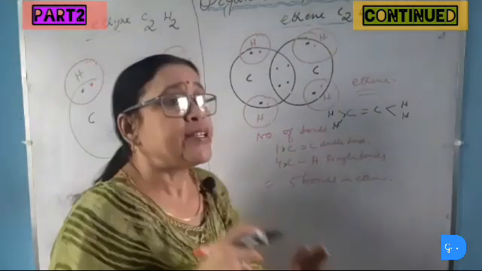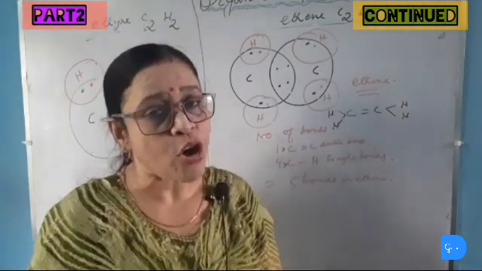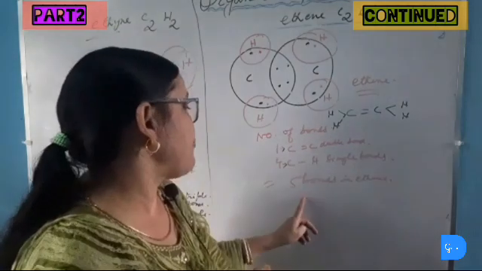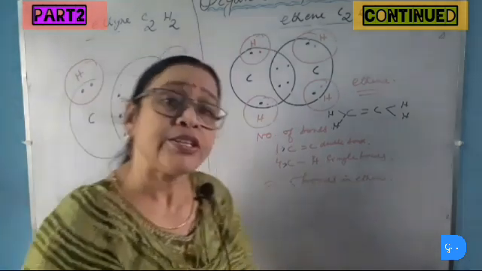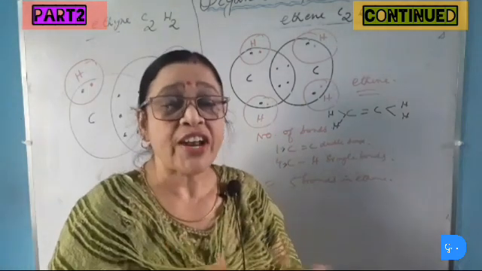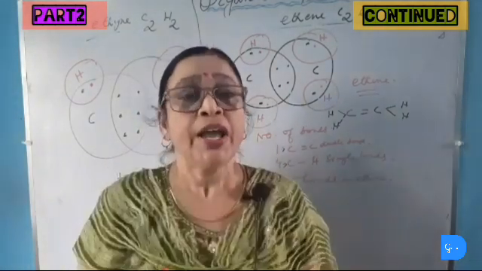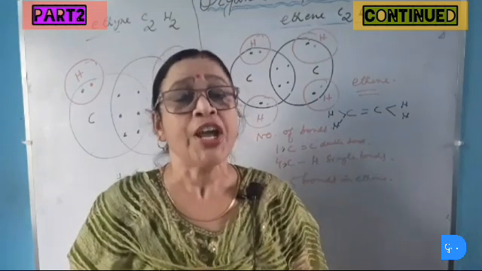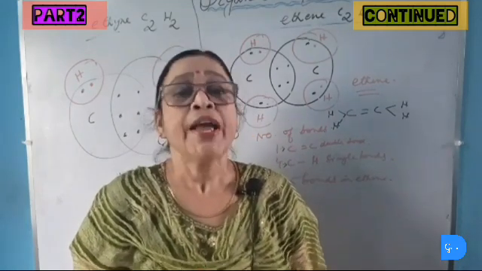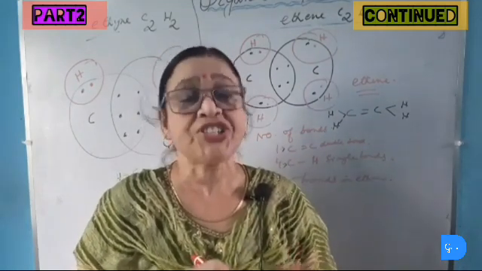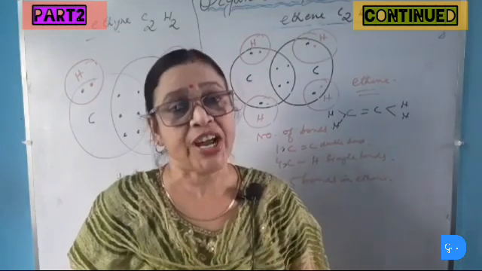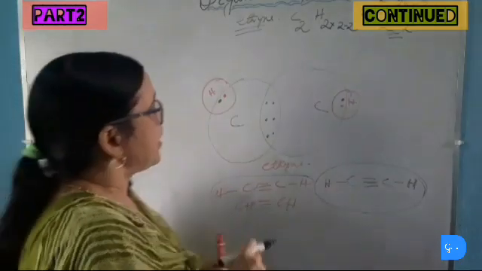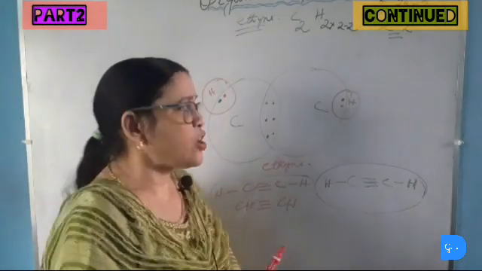So we can say that in ethane there are 7 bonds, in ethene there are 5 bonds and in ethyne there are only 3 bonds because carbon valence electrons are being used up. In ethane only 1 electron is shared by each carbon atom. In ethene 2 electrons are shared by each carbon atom and in ethyne 3 electrons are shared by each carbon atom. Now we will draw the electron dot structure of ethyne.